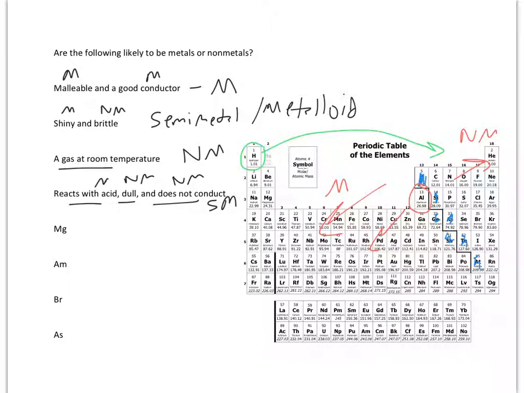And there's some debate about polonium. Some sources say it's a metal, some say semi-metal. For the purposes of my class, we'll just say it's a semi-metal. We don't see it very often. So if it touches the staircase, these are your semi-metals.